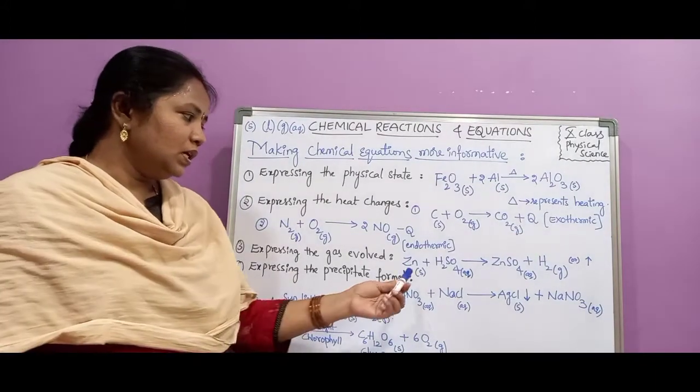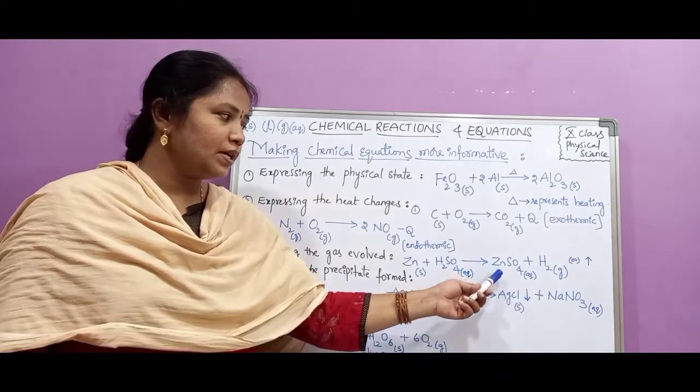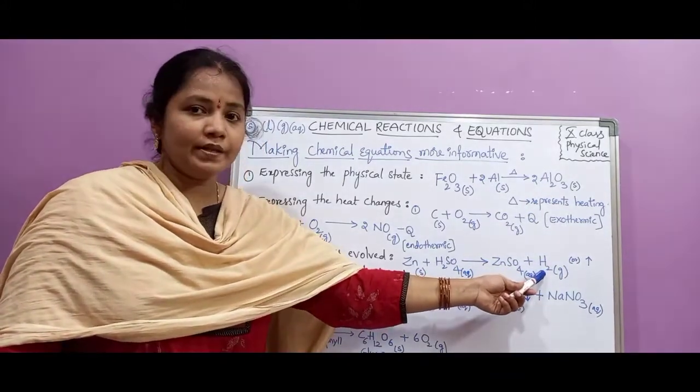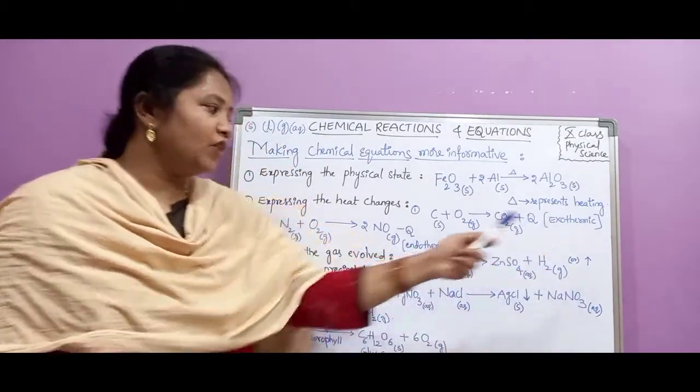Okay. So zinc reacting with H2SO4, zinc reacting with sulfuric acid, gives rise to zinc sulfate plus hydrogen gas. Here hydrogen is in the gaseous state, so we have to represent it with an arrow mark in the upward direction.